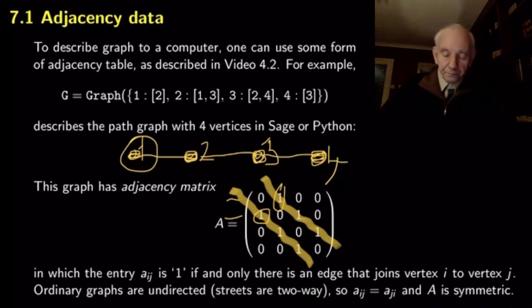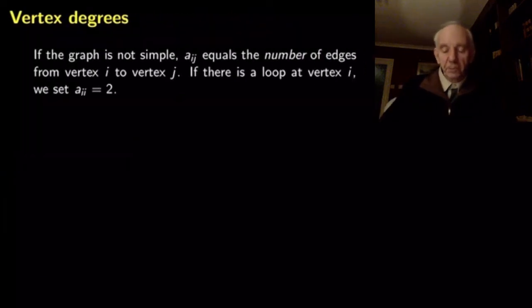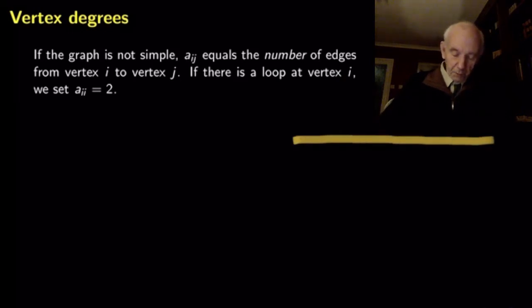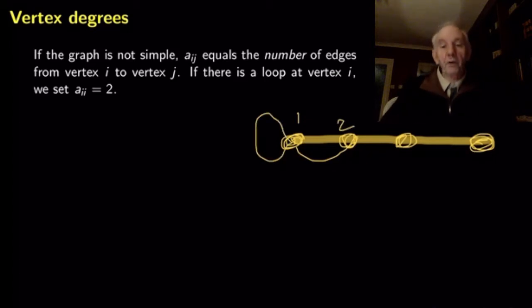Okay, let's move on. So if the graph is not simple, it's a little bit more complicated. We won't be dealing with non-simple graphs much, but you just have to bear in mind that you may have loops or you may have multiple edges. So you might imagine, for example, if we have the path graph again with 4 vertices, suppose we have a multiple edge. Maybe we have 2 edges going from vertex 1 to vertex 2. Maybe we also have a loop at vertex 1. Okay, so in this case, the matrix would start like this.